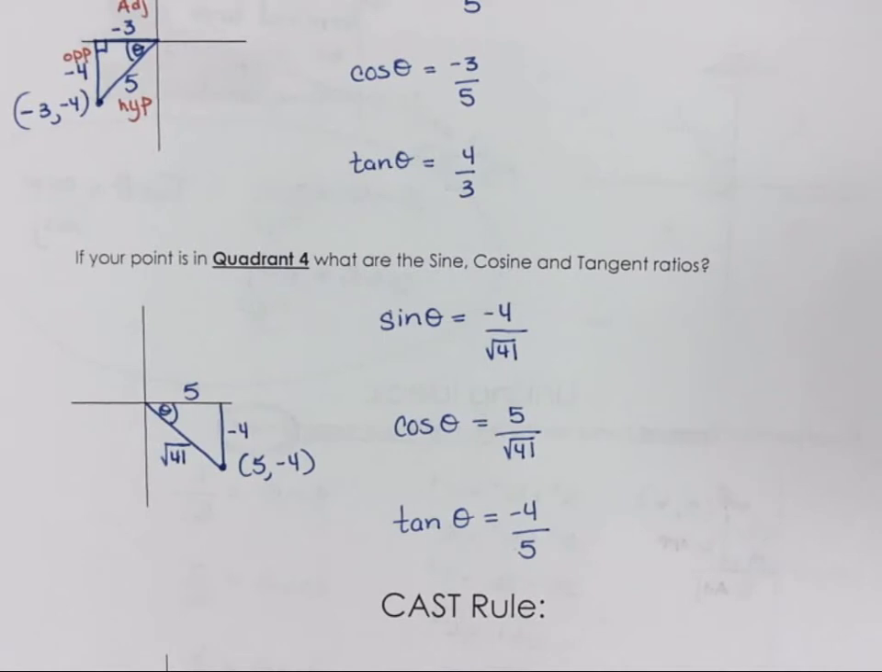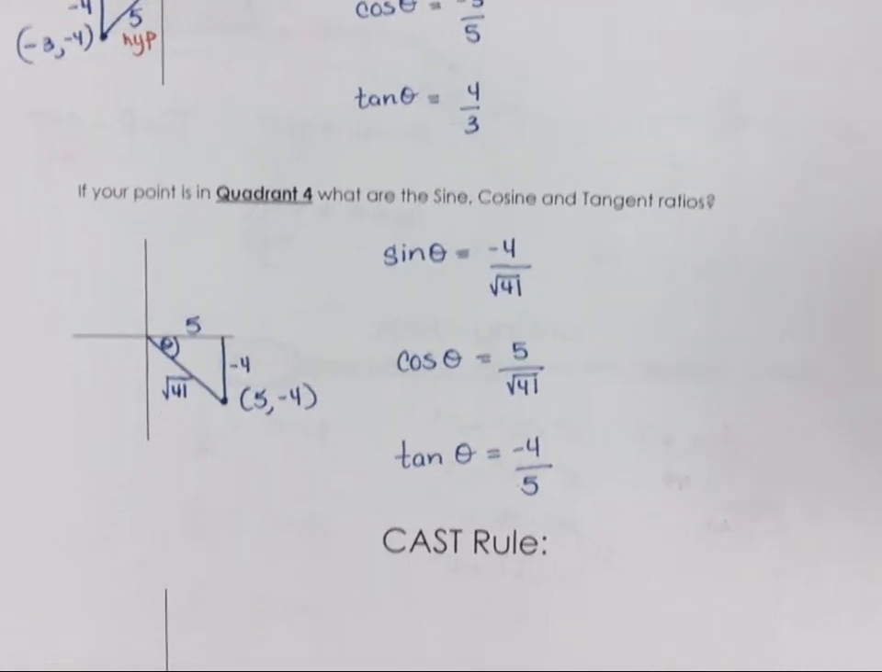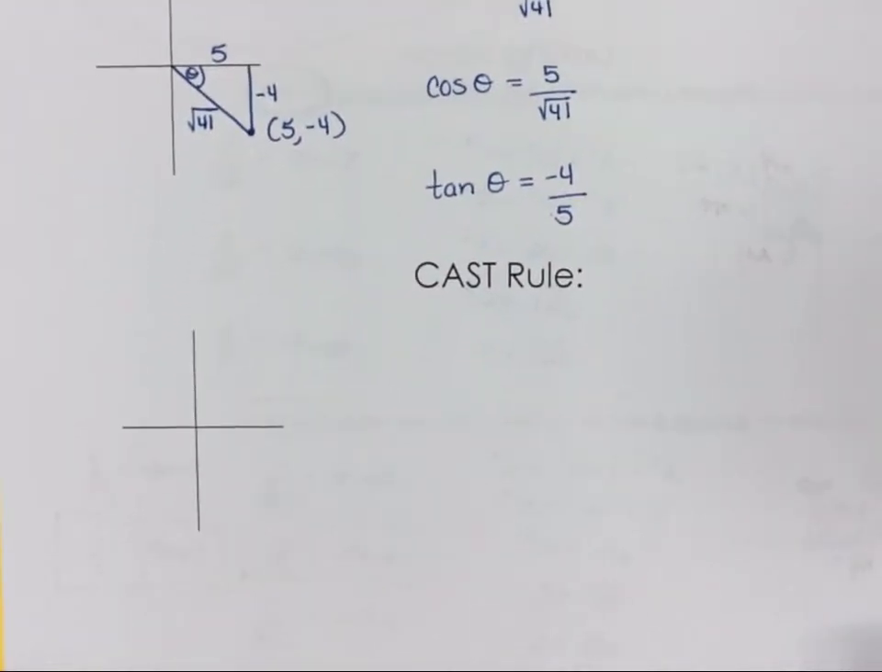I always do them in this order. I always go sine, cosine, tangent. Other people do them in random orders and it stresses me out. But you do it in the way that makes the most sense to you. Okay, so the bottom of this is called the CAST rule. It's not very exciting, but it's going to tell us what ratio is positive in what quadrant.